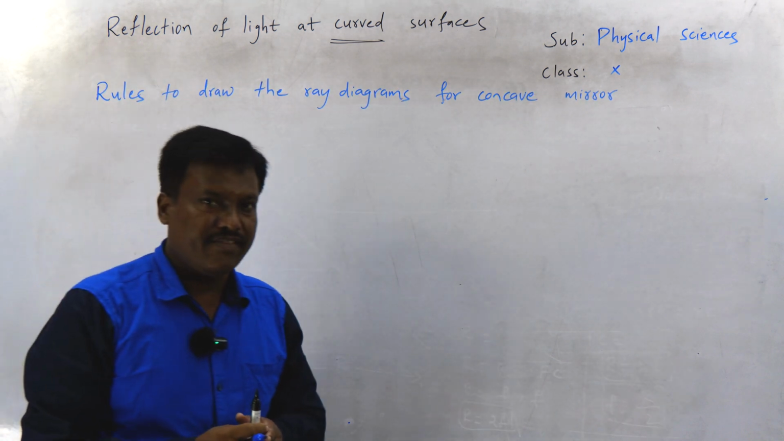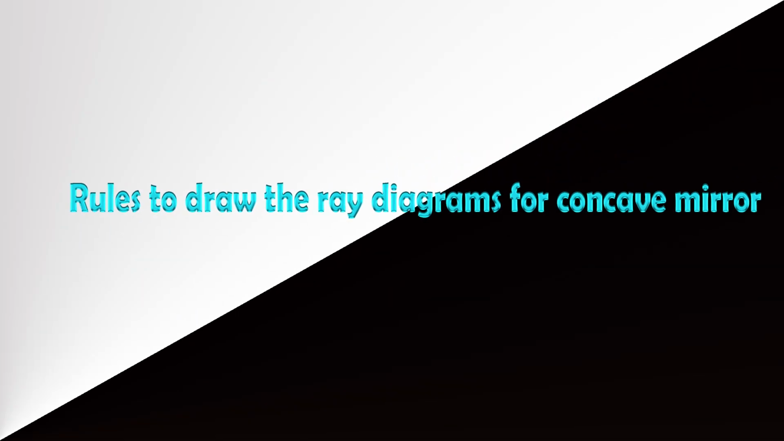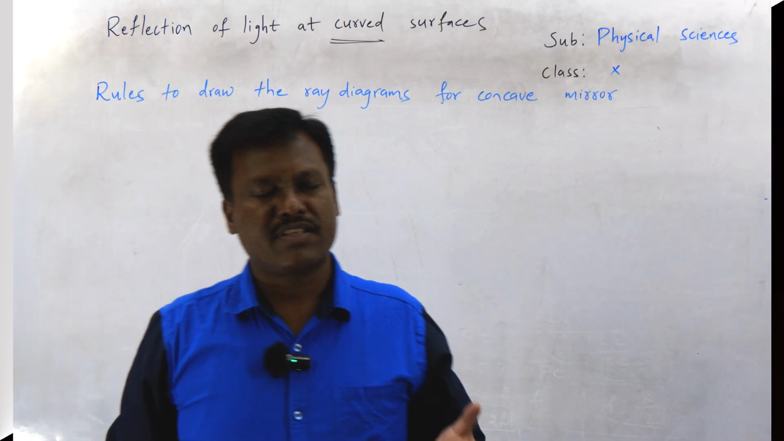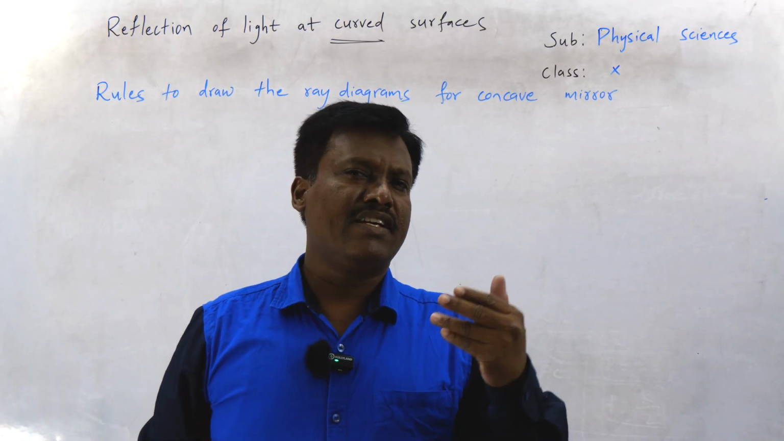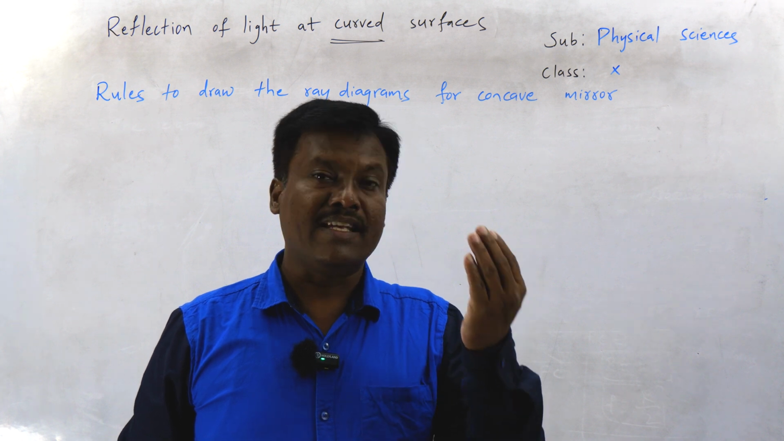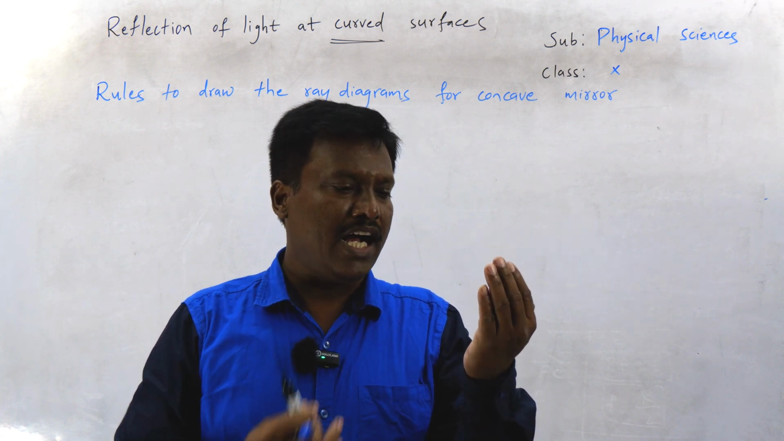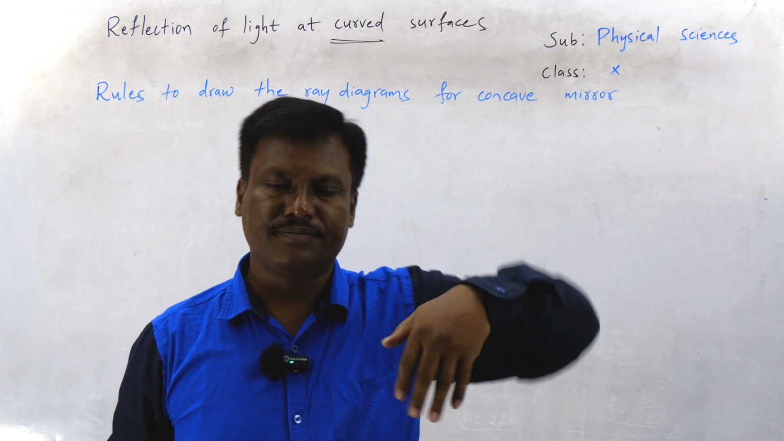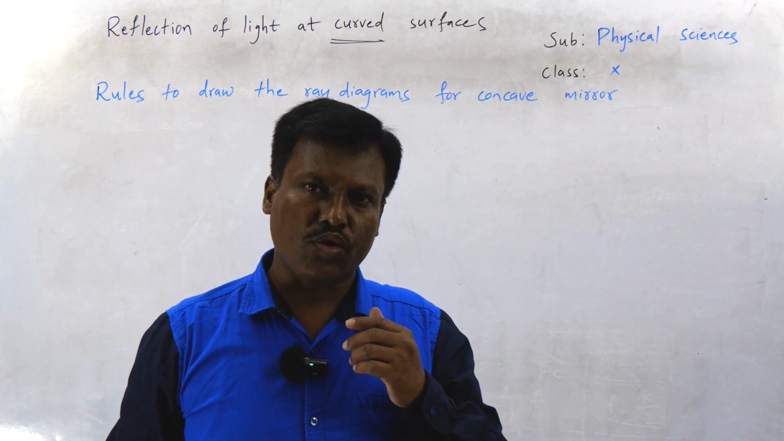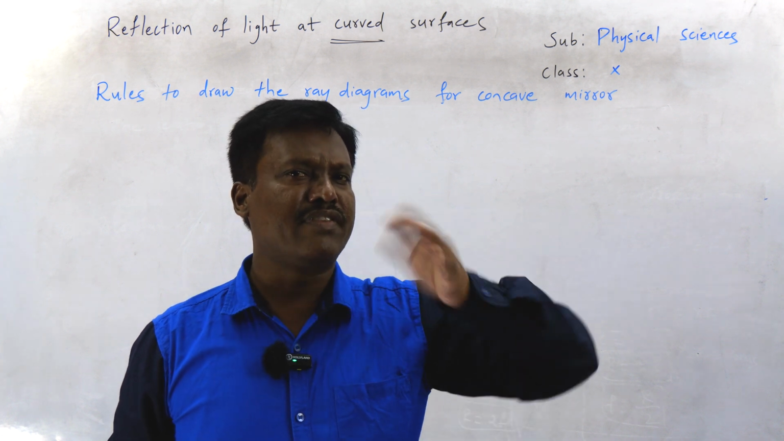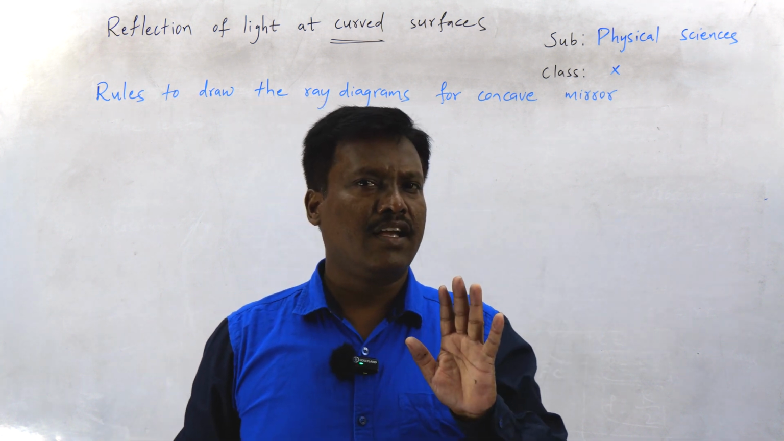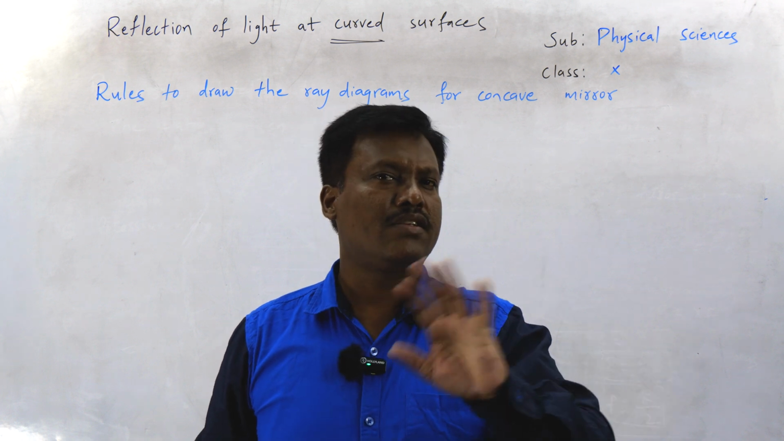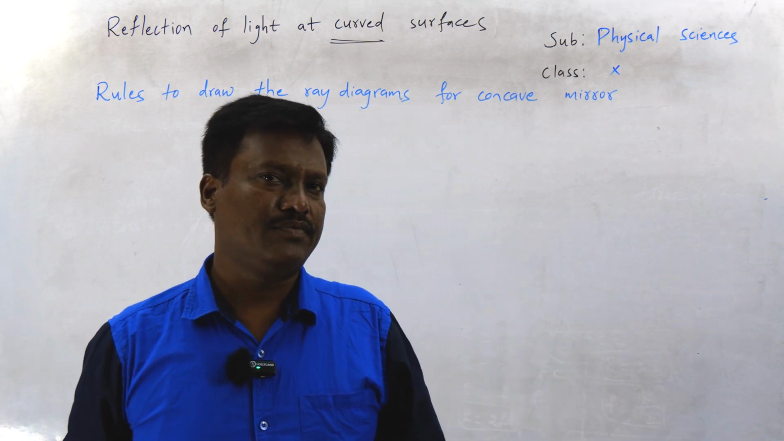Now, children, we are going to talk about the rules to draw ray diagrams for a concave mirror. First, what is the purpose of ray diagrams? As we discussed in the previous video, whenever we see our image in a spoon, our image looks completely different. It looks inverted and the size decreases. Yes or no? Whenever we see our images on curved surfaces, the object size and the image size are never equal.